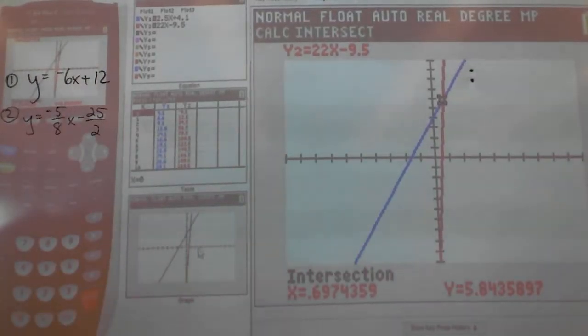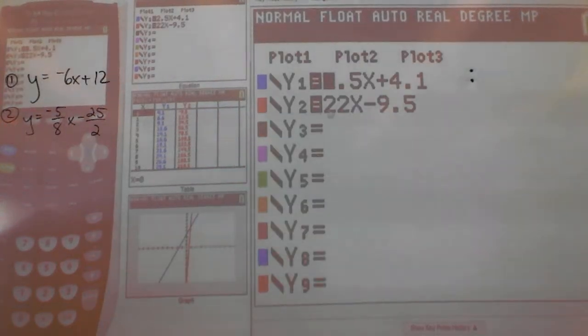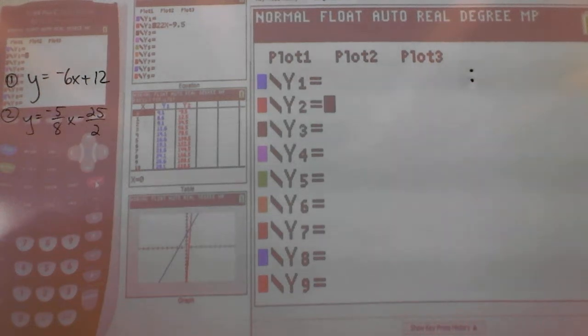And remember, we're going to press the y equals button in the upper left-hand corner, and we have to get rid of these two equations. So we press the clear button, and then we toggle down and press the clear button again. That gets rid of our equations.